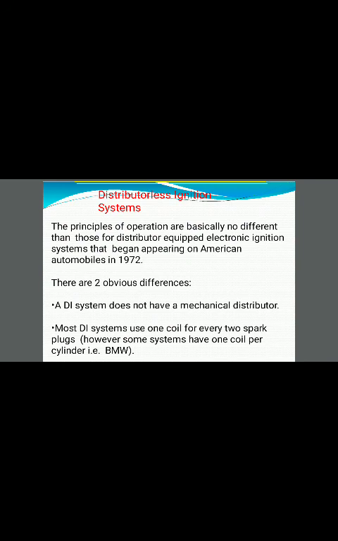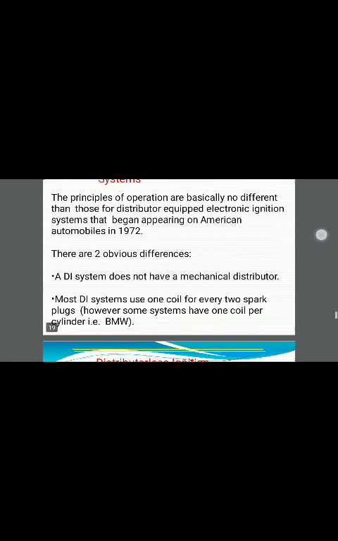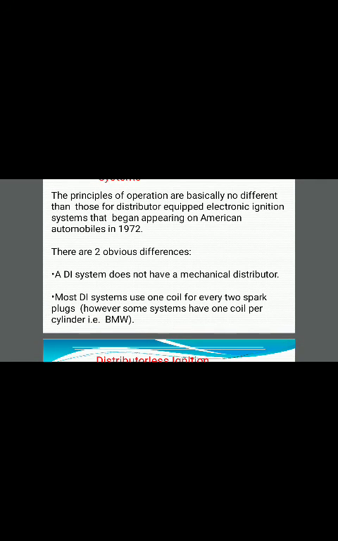The principles of operation are basically no different than those for the distributor-equipped electronic ignition systems that began appearing in American automobiles in 1972 itself. There are two obvious differences. First, a DI system does not have a mechanical distributor. In the distributorless ignition system, there is no mechanical distributor.